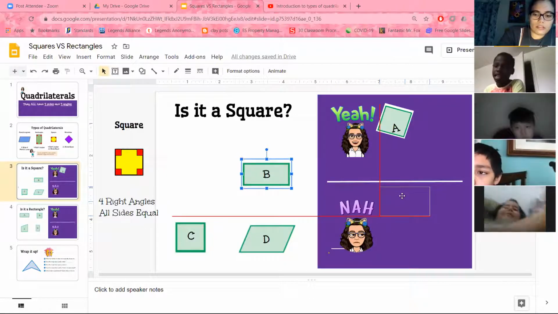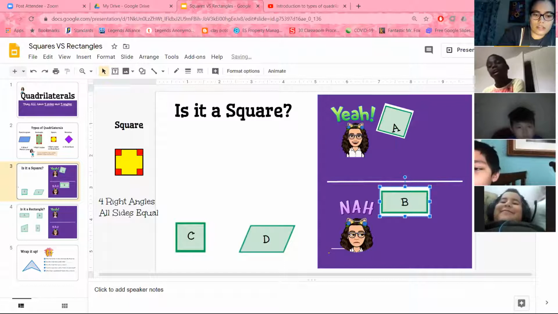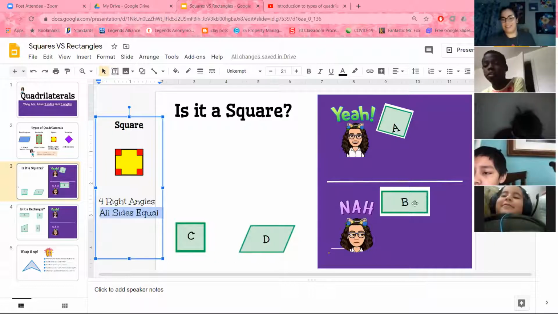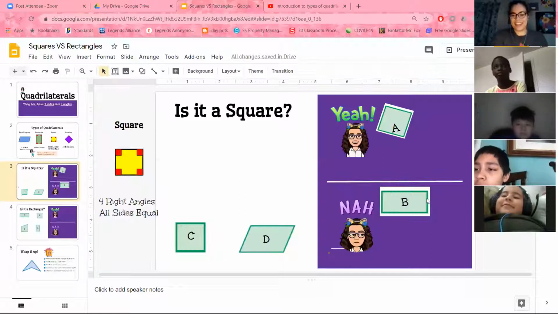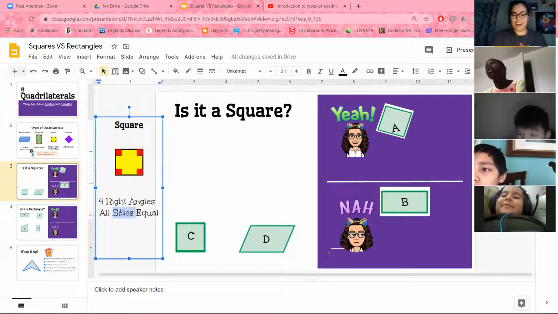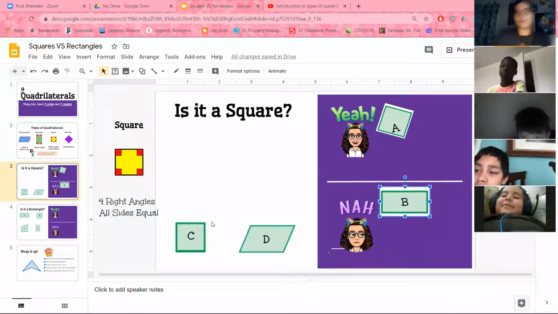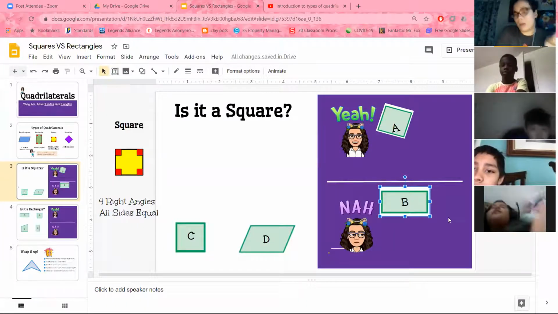That means they both are equal. That means that all sides are the same. No. You just told me they're not the same. Are all sides the same size? No. So because all sides are not equal, it is not a square. The top and the bottom sides are the same. The left and the right sides are the same, but they're not all the same.